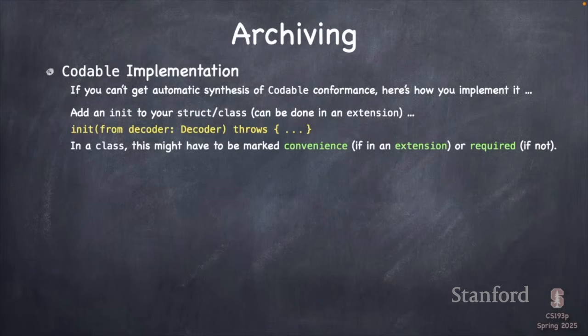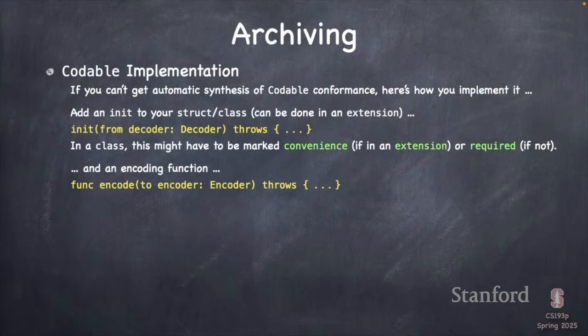One thing to be a little tricky about here is if you're adding this init from decoder in an extension to a class, you have to mark it convenience. Hopefully you all read your last reading assignment so you know about convenience versus required. And if you do that, then you have to make your class not be subclassable by marking it final. And I'll do this in the demo so you see what's going on there. So it's a little tricky when you're adding this init from decoder by extension to a class. You have to do convenience and make your class final.